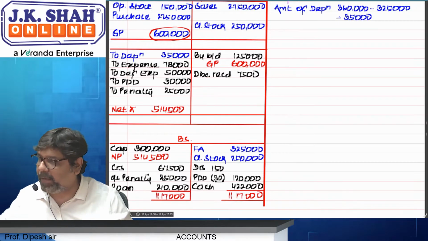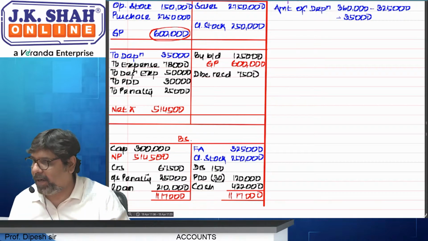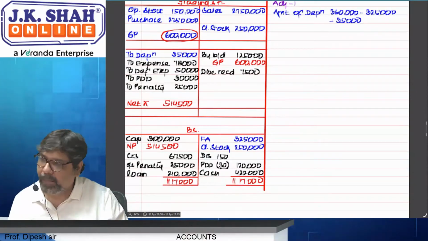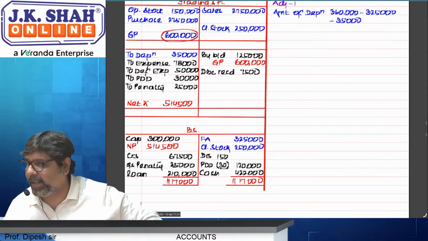Opening balance of PL account. You can write it. You can directly add it to capital also. That means it would have been adjusted in cash and bank. No? Closing cash balance 4,22,000. It would have been adjusted.